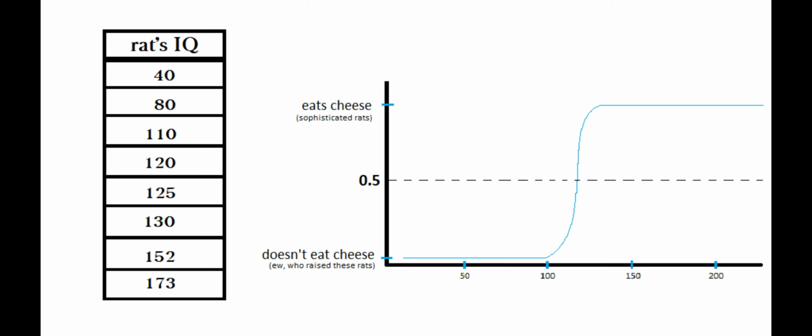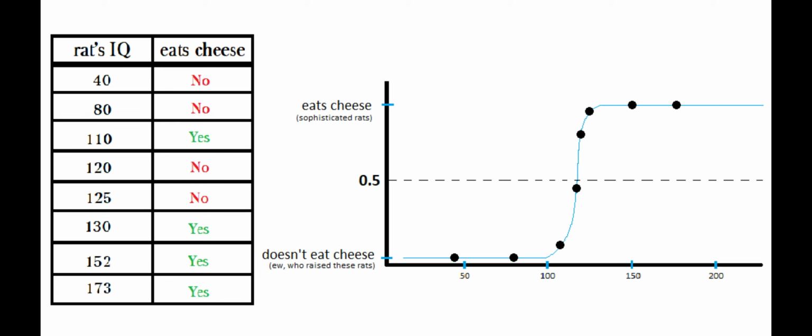The rat with an IQ of 40 is estimated to be a non-cheese eater according to this curve. And the one with 80 is estimated to be a non-cheese eater as well. 110 lies somewhere here. And since that's less than 0.5, we consider that as a non-cheese eater too. And 120 is here, which is still less than 0.5. So that's a no too. Now the one with 125 lies here. So I would assume this rat eats cheese. And every other rat with the IQ above 125 is also estimated to be a cheese eater.